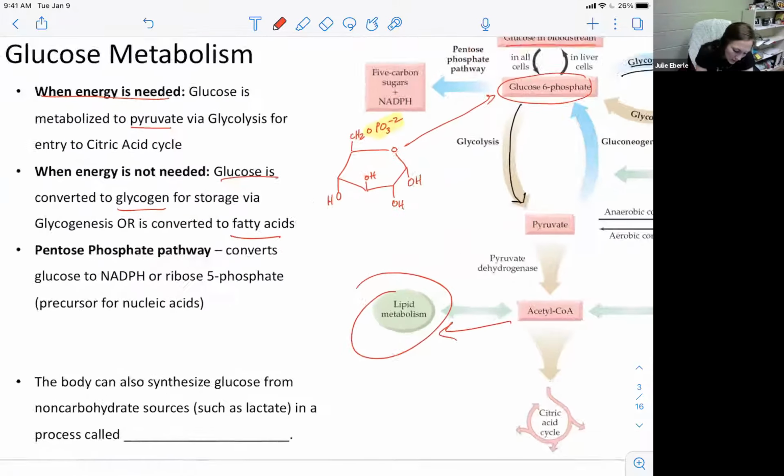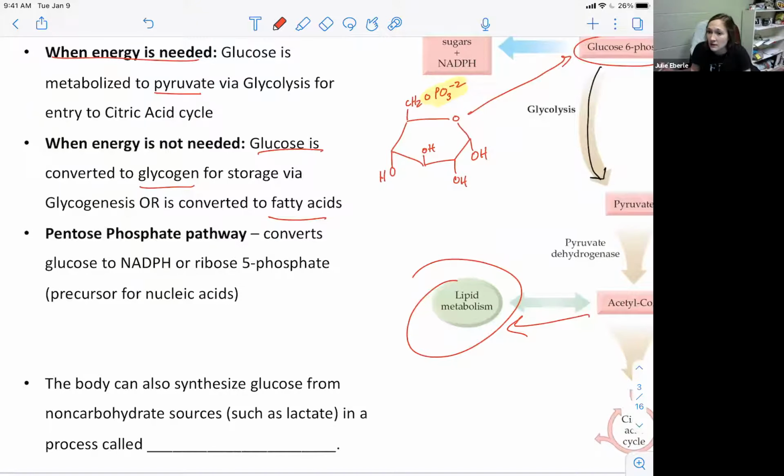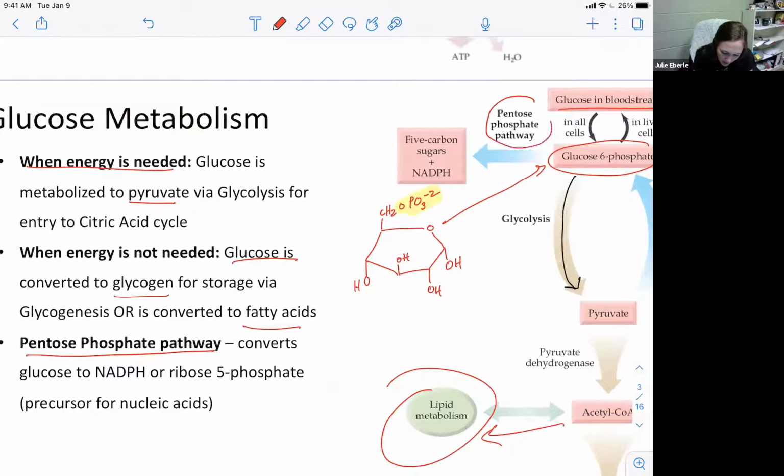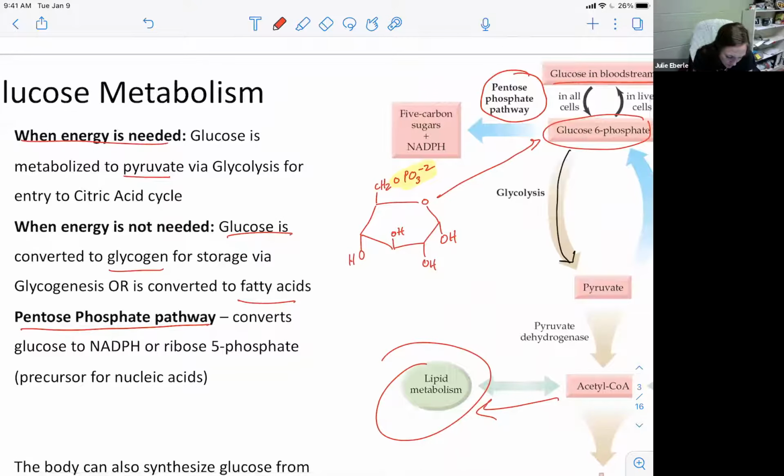Okay, the last thing we can do with it, maybe when we have plenty of energy, we don't need to make ATP, we can run this pentose phosphate pathway. Okay, you remember what pentose is? Anybody? Somebody remind me, what is a pentose? Is it a 5-carbon sugar? Yes, okay, 5-carbon sugar. This pentose phosphate pathway, which is right up here, by the way, converts glucose to NADPH. What is NADPH used for? What is NADPH?